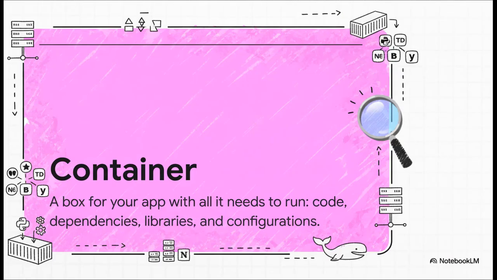So what's the solution? It's the container. The easiest way to think about it is as a standardized, self-contained little box. This box packs up your application with literally everything it needs to run. We're talking the code, all the libraries, the system settings, everything. And the beauty of this is that it guarantees your app will run the exact same way everywhere, from your laptop all the way to a production server.